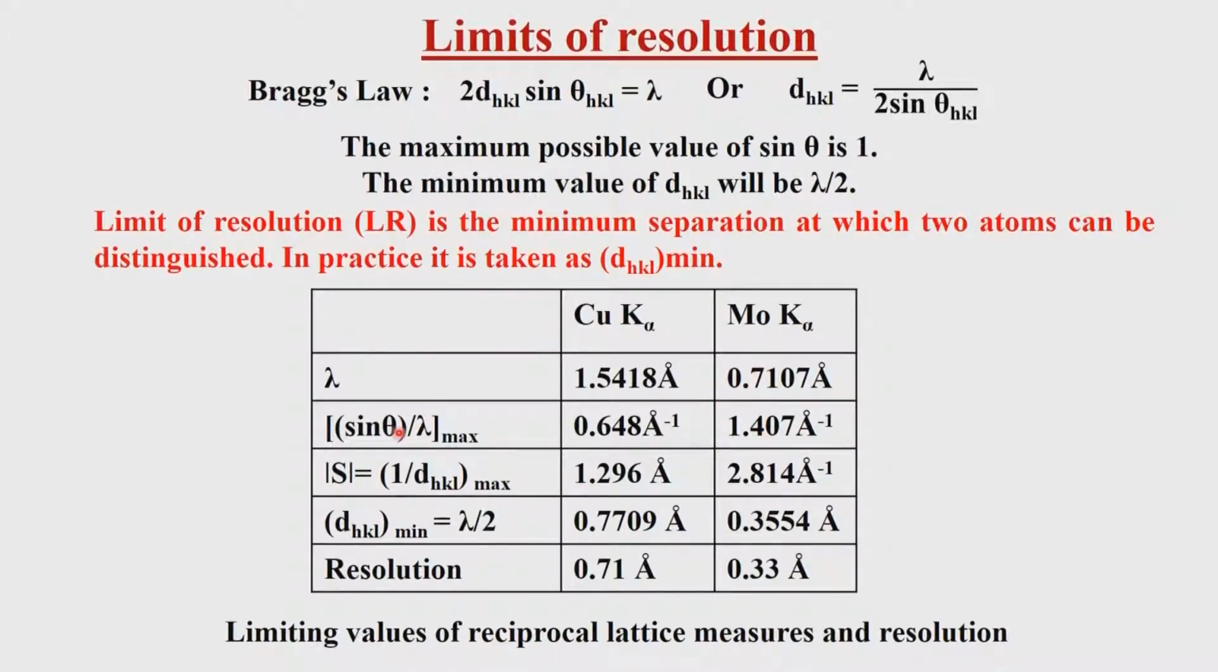So, you see that the sin theta by lambda max is also a very crucial factor. If you are getting data up to 0.648 in copper, it is equivalent to getting data of 1.407 in sin theta by lambda in molybdenum. That means with the molybdenum data, the reciprocal lattice in principle effectively expands, and these are issues one has to remember when we choose the wavelength that is required for the given experiment.